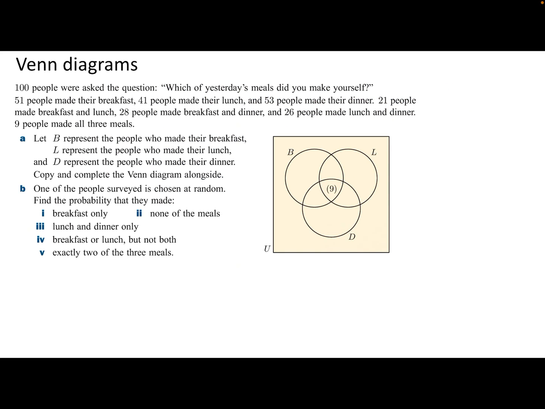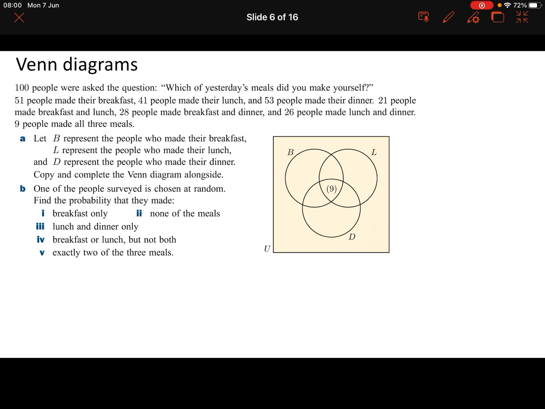I'm going to stop the video there, and we'll talk about Venn diagrams in the next video before we then move on to talking about what a tree diagram is.